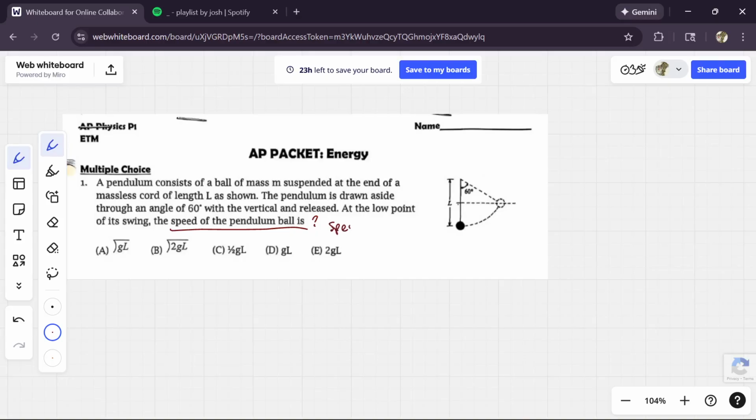Well, speed is equal to v, and this is the low point it's talking about. So it's asking us what is the v at that low point. Looking at the little diagram here.